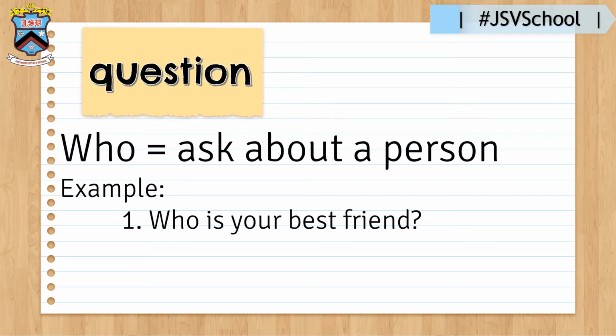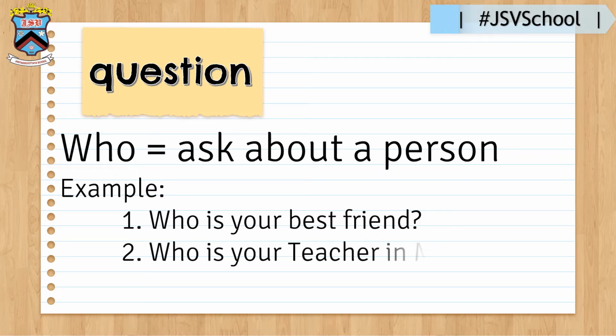It asks about the person. And who is the person here? Your best friend, right? Who is your best friend? Your best friend is a person, right? If you have a pet and you consider it as your best friend, you can use the question word what or who. You can answer it. Who is your best friend? It's my friend John or my pet Toby the dog. Okay?